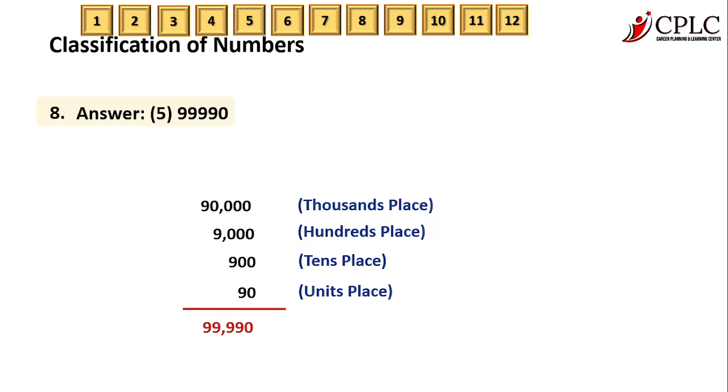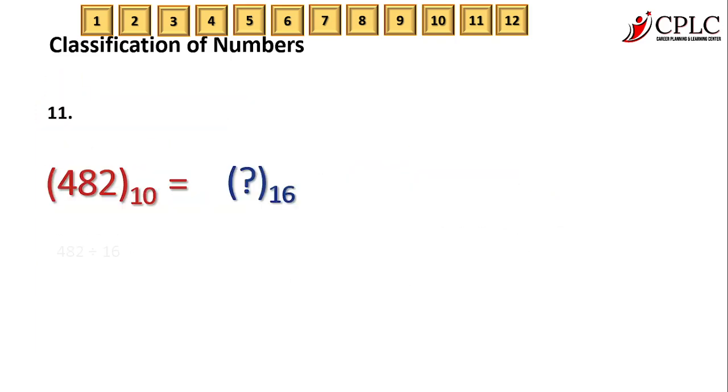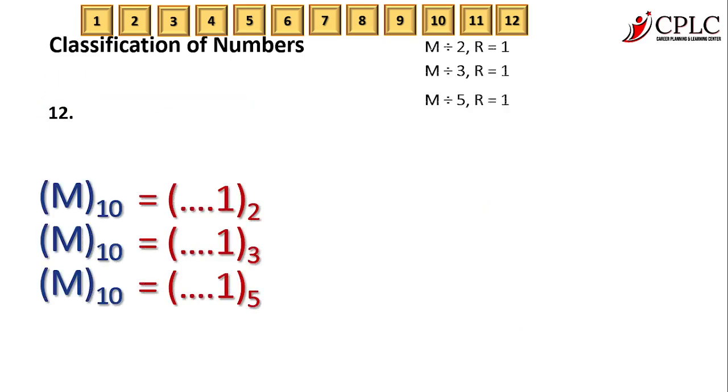Now the next 3-4 questions we will not be doing. The reason is base system is not part of the syllabus, so you can skip that, you can ignore that, and that means we are done with number system.